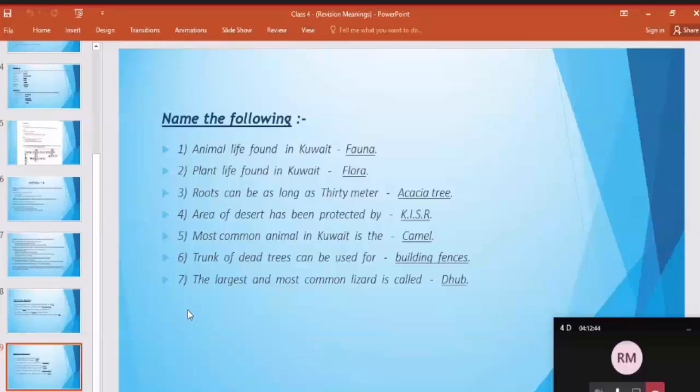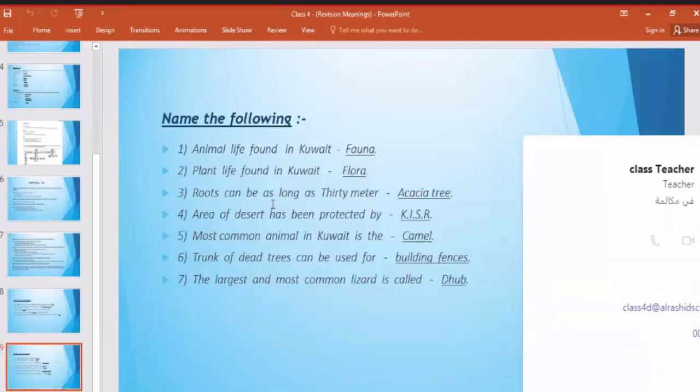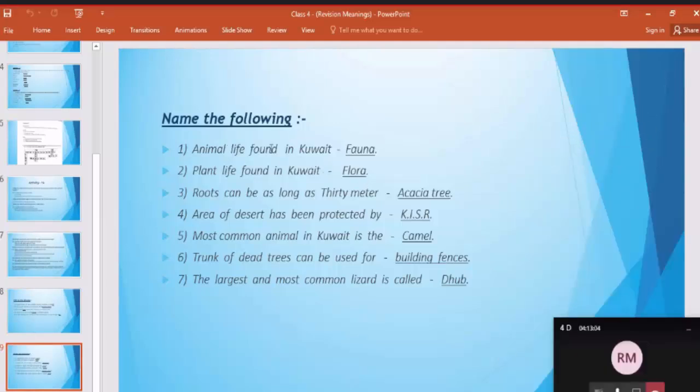Okay, now coming back to name the following. First one, animal life found in Kuwait. It is called as fauna. So all the animal life is called by the name fauna. Second one, plant life found in Kuwait. So the full plant life is called by the word flora. Animal life is called as fauna. Plant life is called as flora.